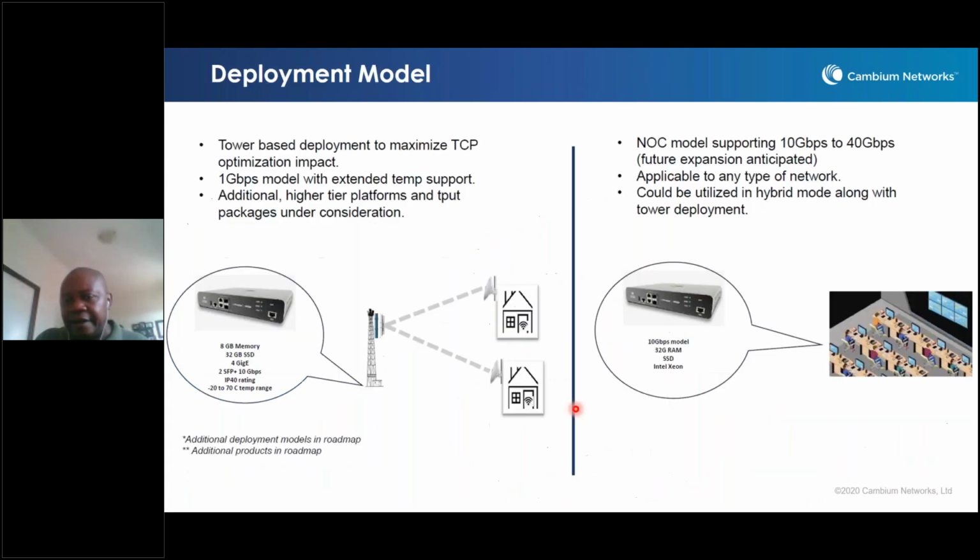As I mentioned, on the right is the NOC model, where you have 10 up to 40 gig kind of capacities.